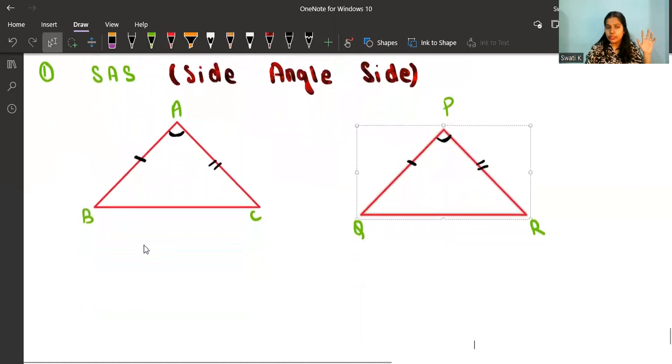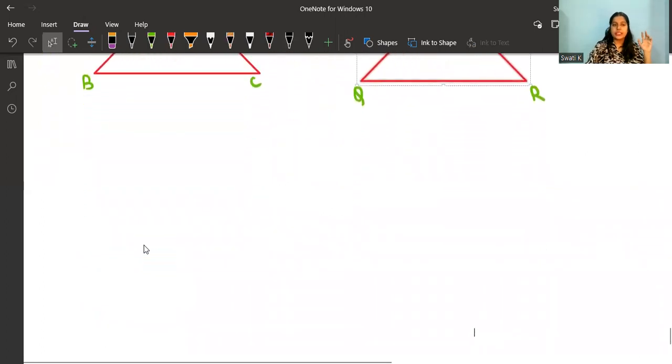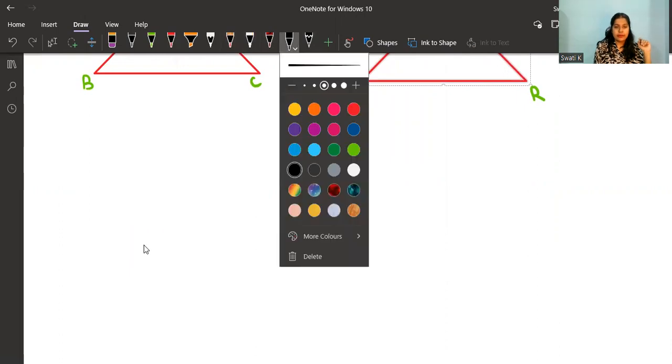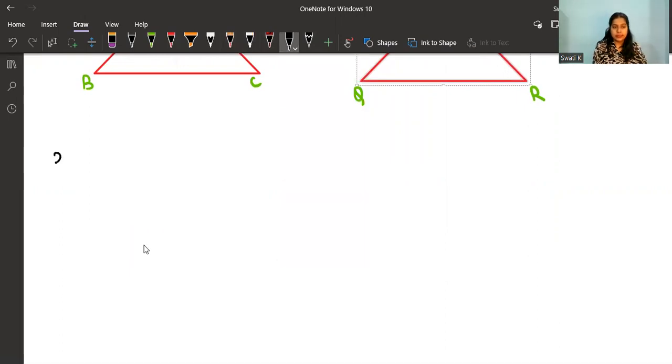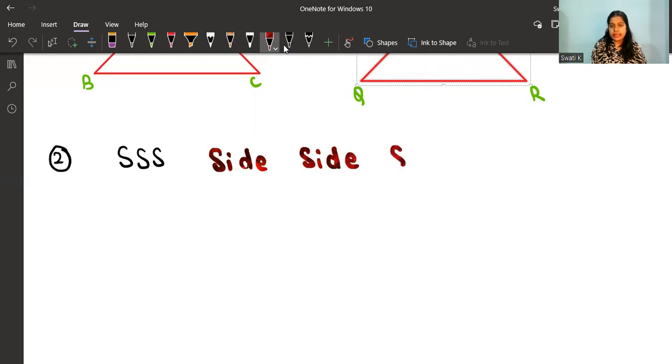Let's quickly go to the next type, which is SSS. This is our second type, which is SSS. Again, the word is self-explanatory. It is side, side, side. So let's write down that. This is our second congruency, side, side, side. So for this, let us take our two triangles again.